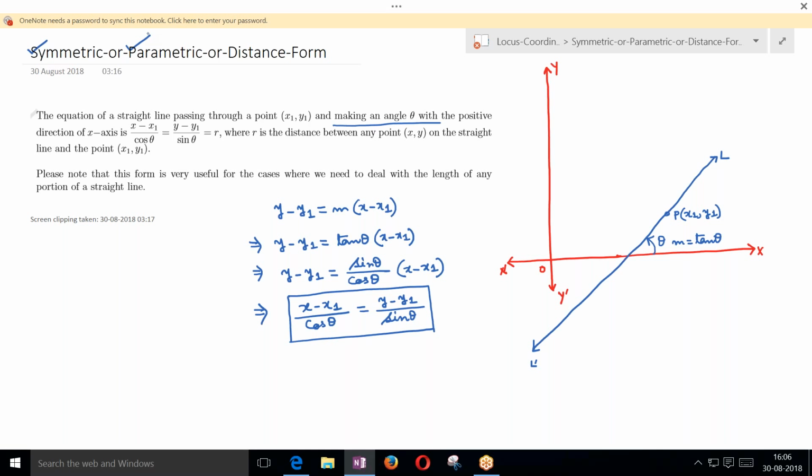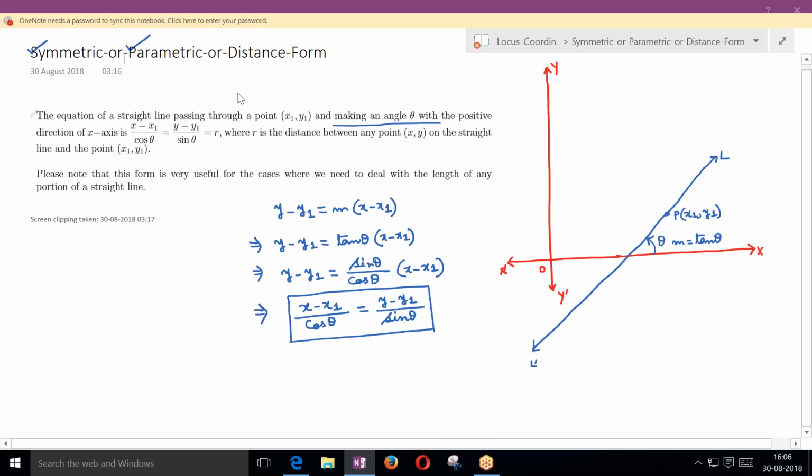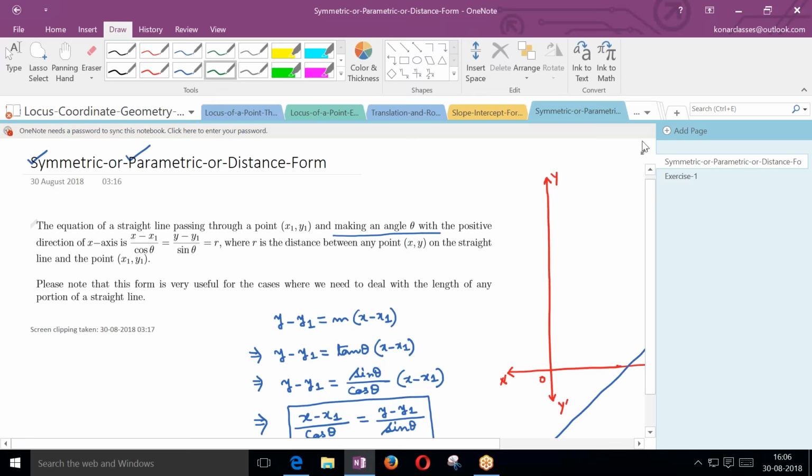But the interesting part is why it is called the distance form, and that is why we need to spend some time here. We need to go through why it is known as the distance form. It is a very important thing, and that is why you should know this form very clearly.